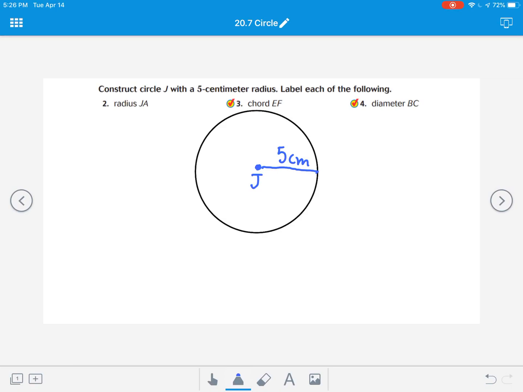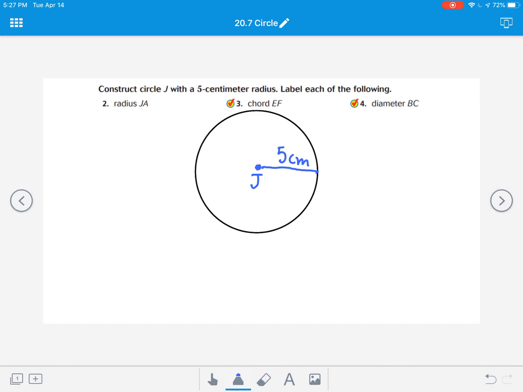Now, this very well might not be true. I just drew this circle before I started this presentation. So I did not measure that. So I kind of doubt that this circle is 5 centimeters. But this label will tell us that that's what we're looking for.